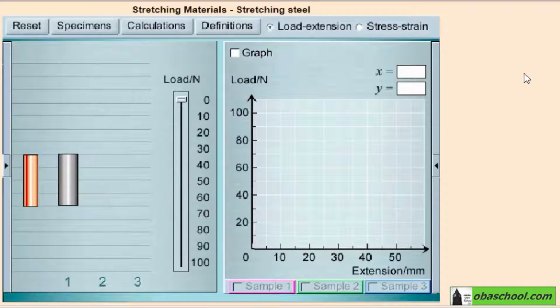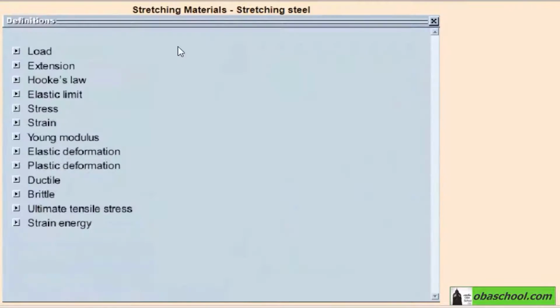Hello everyone, in this simulation we're going to investigate the relation between load and extension on the graph. But before, let's recall the definitions for load and extension. Let's click on definitions.